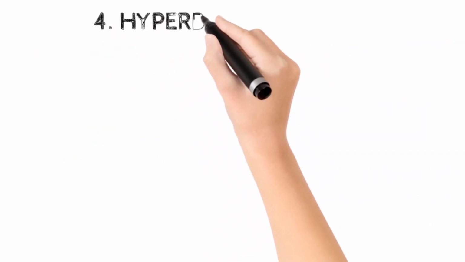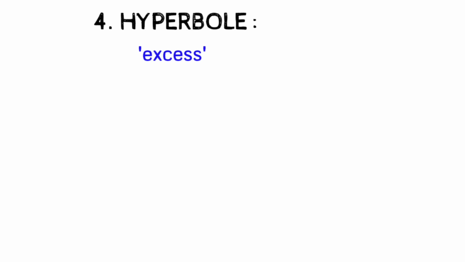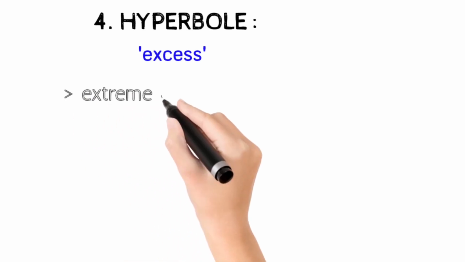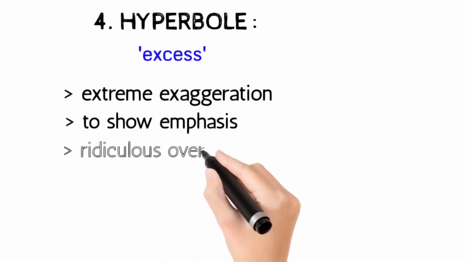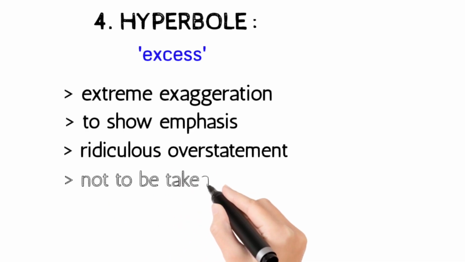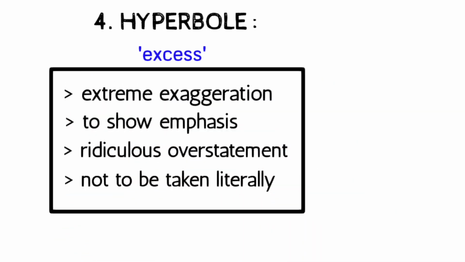Now let's see the next figure of speech, hyperbole. Hyperbole is a Greek word which means excess. It is a figure of speech that uses extreme exaggeration to show emphasis. It is a kind of ridiculous overstatement and not to be taken literally. Let's understand. Look at the examples.